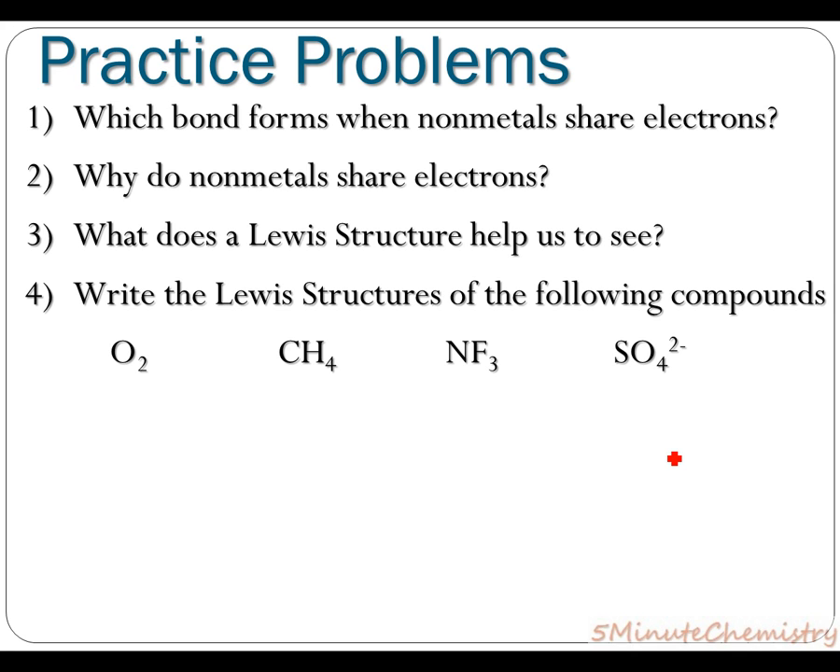Now, let's work out a couple practice problems. Which bond forms when nonmetals share electrons? So the bond that forms when 2 nonmetals share is known as a covalent bond. Why do nonmetals share electrons? They share electrons to fill their valence shell. At least some of the time. What does a Lewis structure help us to see? Lewis structures enable us to see the bonds and paired electrons.